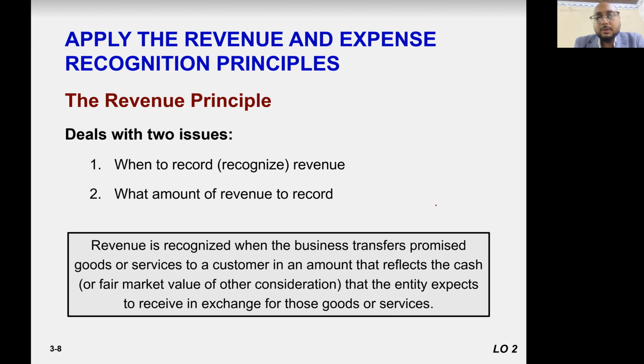So now, when to record? Revenue is recognized when the business transfers promised goods or services to the customer in an amount that reflects the cash or fair market value of other consideration that the entity expects to receive in exchange for those goods or services. So remember, you must record when it occurred.